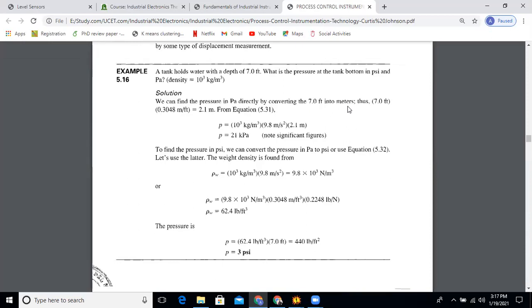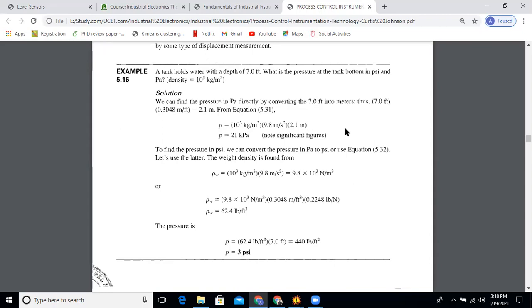We can easily convert the feet into meters, using 0.3048 meter per foot, so 7 feet will be equal to 2.1 meters. From different tables we can calculate this, and the value of P will then be equal to 10 cube kilogram per meter cube times 9.8 meter per second square, multiplied by 2.1 meters.